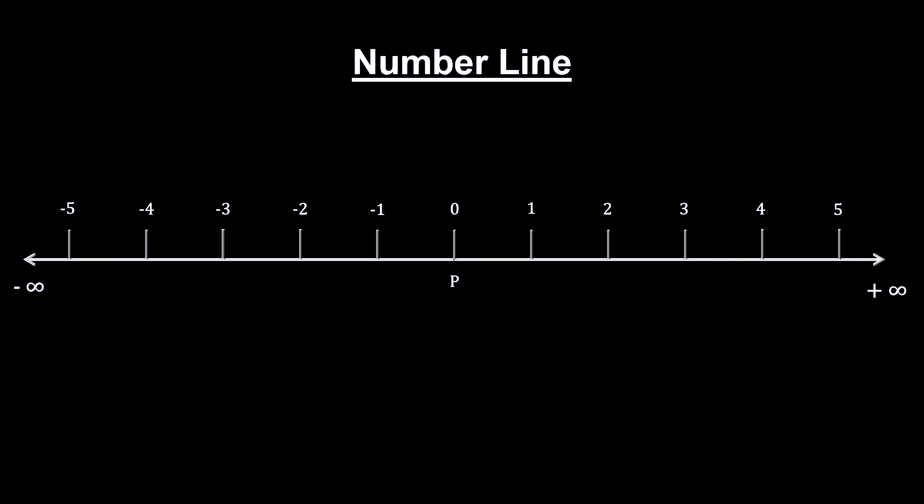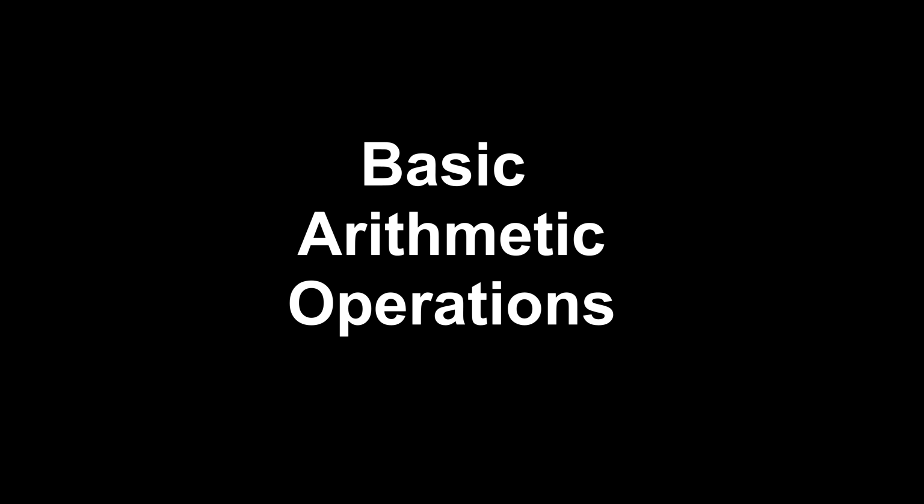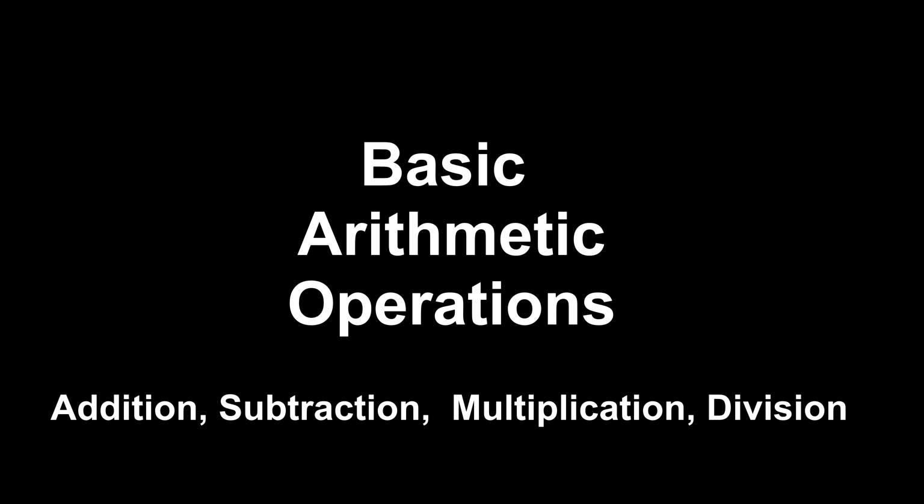In order to indicate that these numbers are carried out to the right and to the left without limit, we introduce the symbols plus infinity and minus infinity. But we need to keep in mind that these are not numbers. With the set of integers in hand, we can define the 4 basic arithmetic operations of addition, subtraction, multiplication, and division.